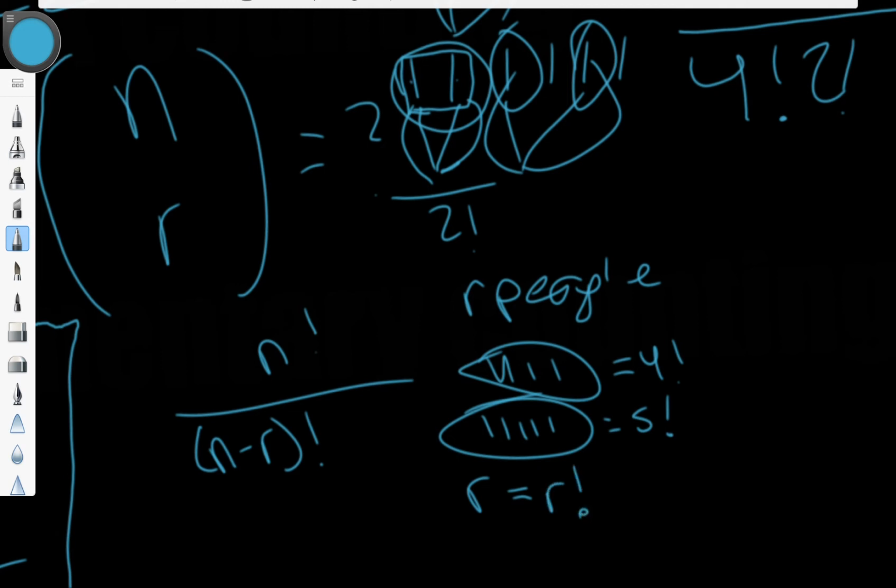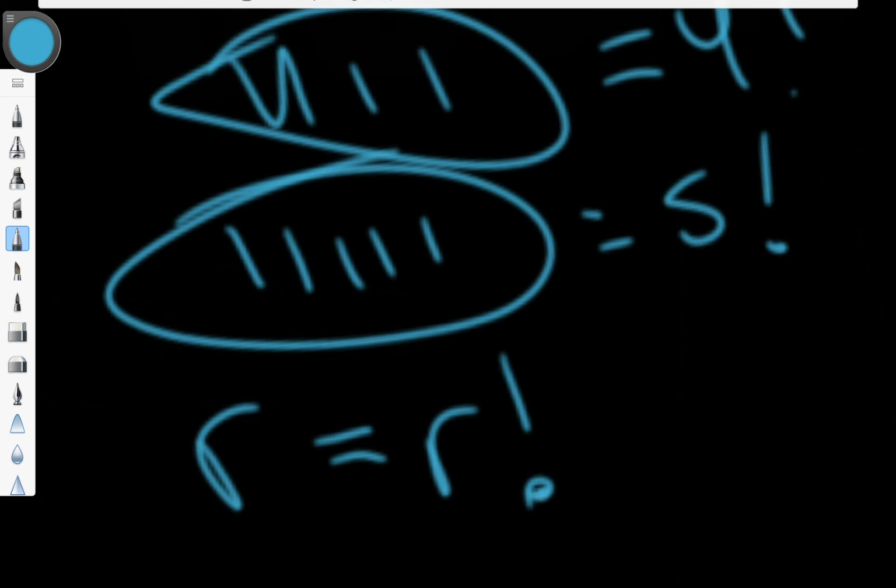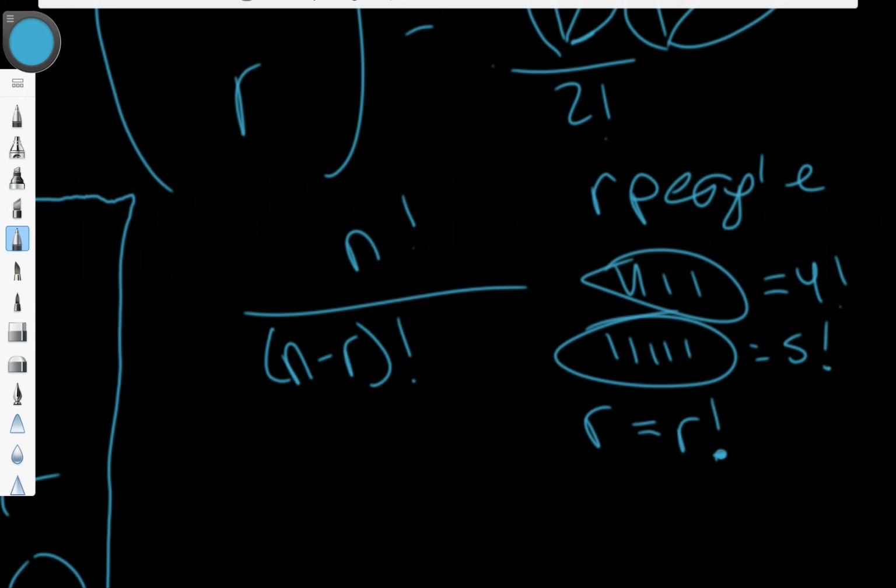Right? That's why in a permutation we don't divide by R factorial, because what we want remaining is R people. We're not going to divide by R factorial because that's the number of ways that we can arrange the people within this. Why would we divide by it? We still need it. However, when you're choosing something, the order does not matter.